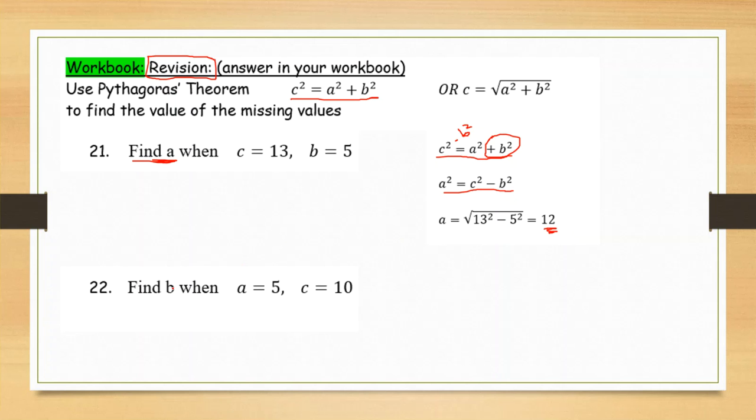So for this one, find b. So b is also a shorter side, not a hypotenuse. So it's 10 squared minus 5 squared. And we take the square root to go from b squared to b. So we get 8.66, 2 decimal places.